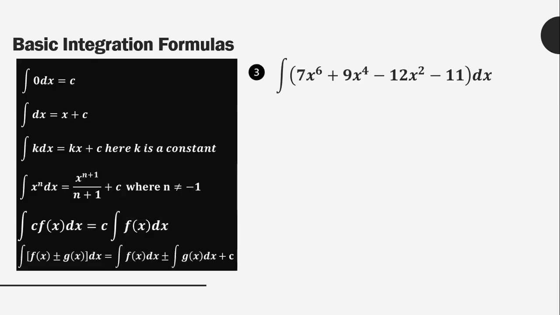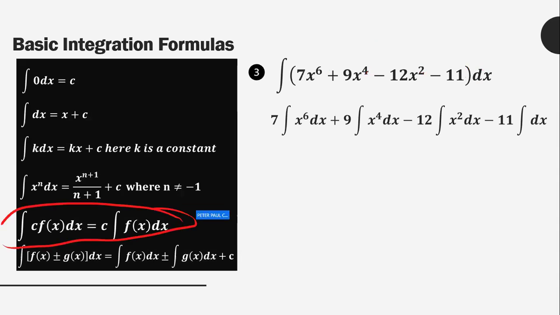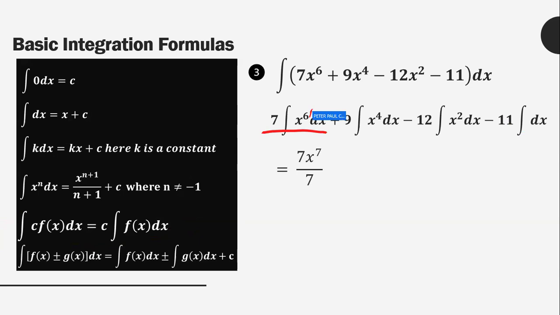What if the given is the integral of 7x raised to 6 plus 9x raised to 4 minus 12x squared minus 11 dx. So what we're going to do here is to distribute our dx. So observe, dx is distributed, or the variable of integration is distributed. Then we apply the constant multiple theorem. All of the constants appear before the integral sign. Next, we simplify this one. So that is plus 1 over 6 plus 1. So that becomes 7x raised to 7 over 7.